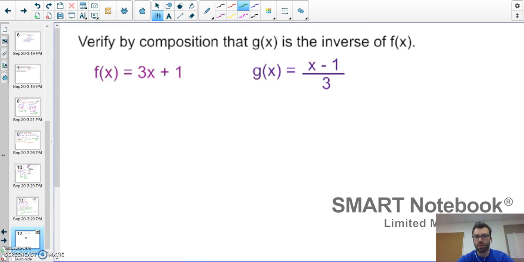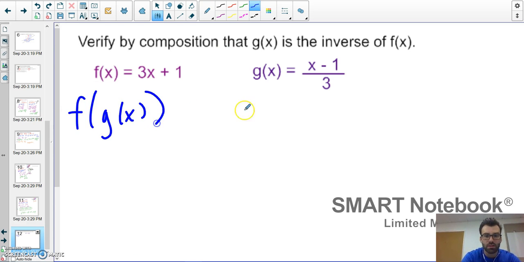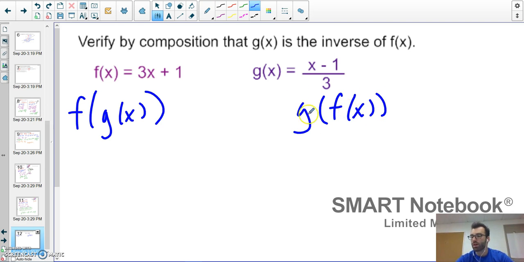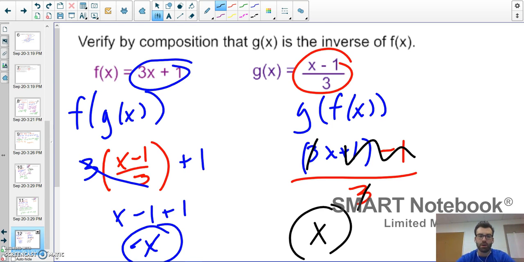Let's keep going. Verify by the composition that g of x and f of x are inverses. So we're going to do a composition of functions. I want you to find f of g of x and g of f of x. Okay, so go ahead, pause the video, do that on your own, and we'll check our work. All right, so check your work here. You'll see that if I find f of g of x and g of f of x, my result is x. So these functions are in fact inverses.